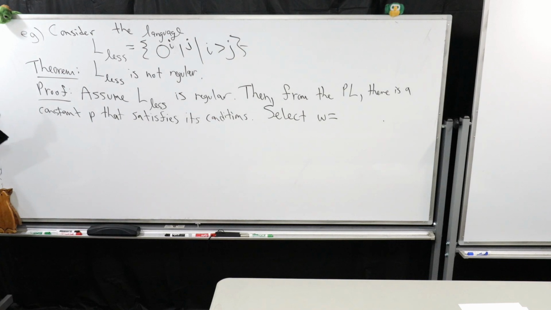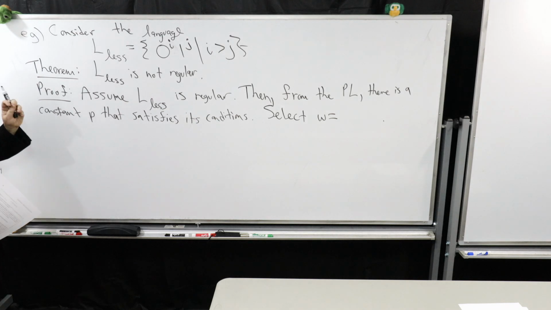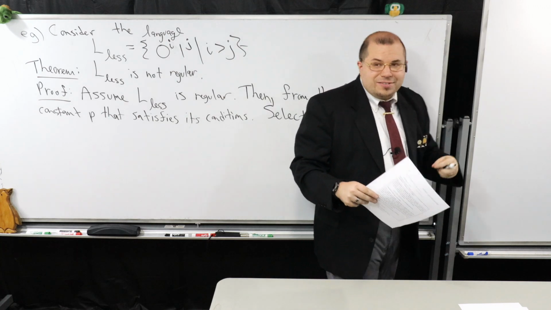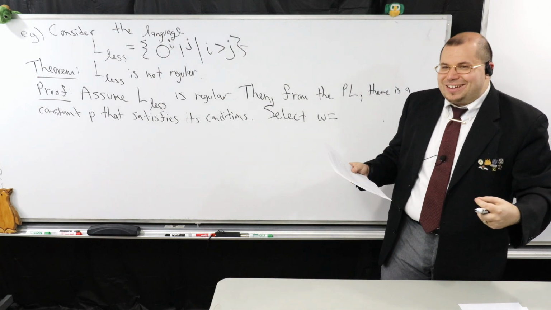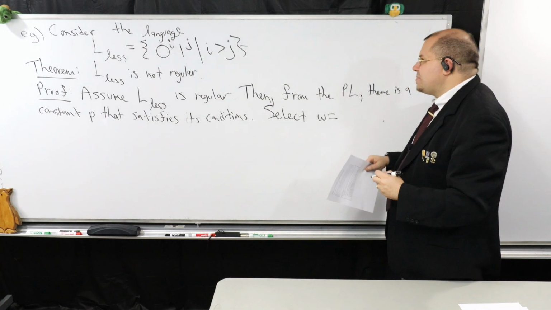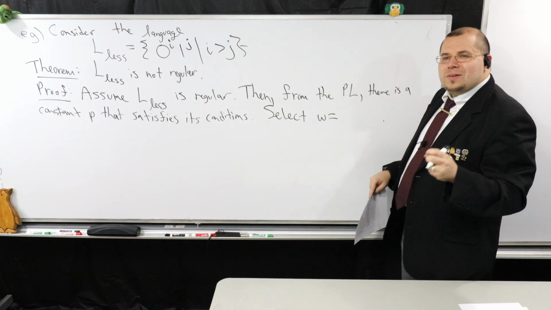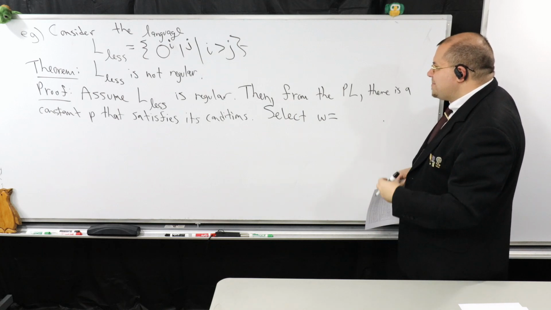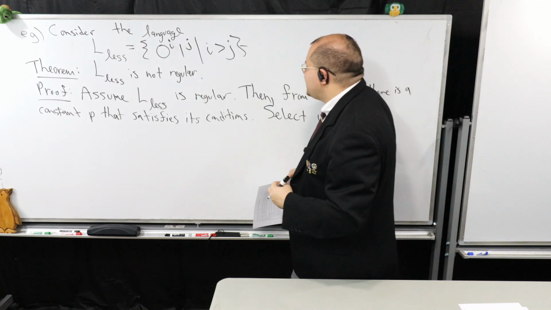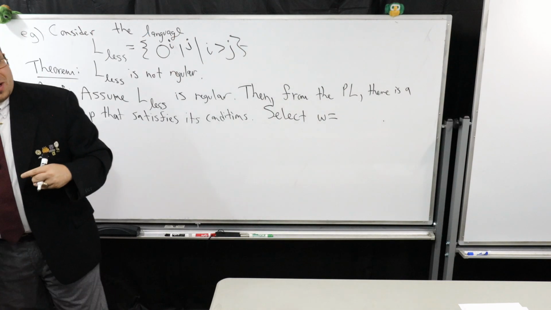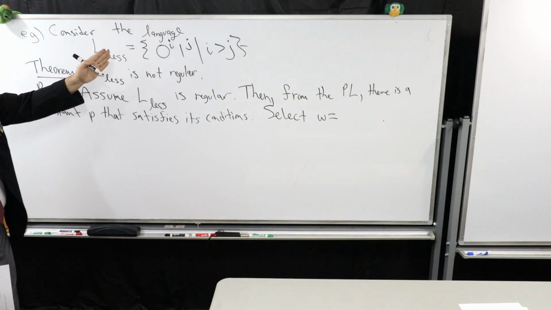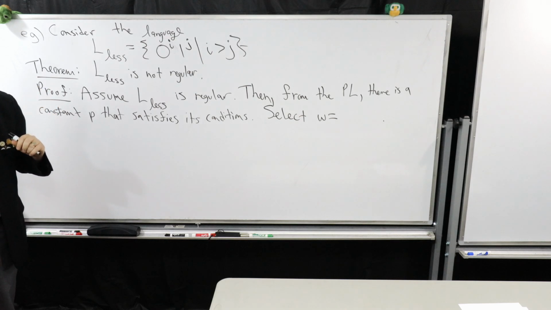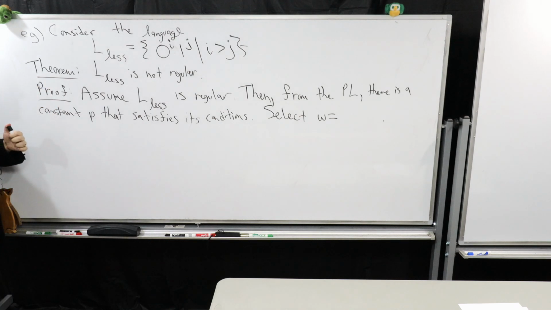So anybody have any ideas? Remember, I have to select W so it's indeed in this language, but I want it to be long enough. Does anybody have any ideas? So remember, I'm going to have more zeros than ones in this string. That's what it has to be in this language.